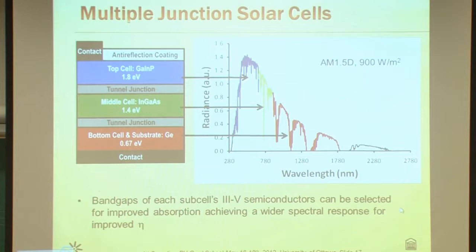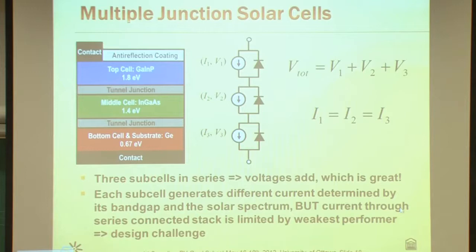We're stacking three cells together as multiple epitaxial layers that are connected in series. So the overall voltage coming out of this cell is a combination of those three. So we get a higher voltage. That's great. That's going to improve our power out. But each subcell is connected in series, so we'll only allow one current to flow through that entire series stack.